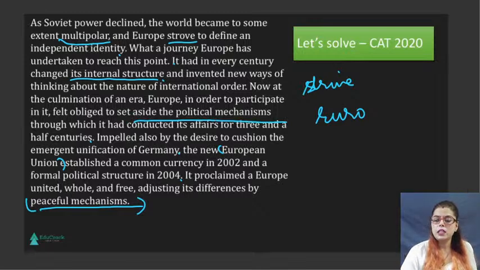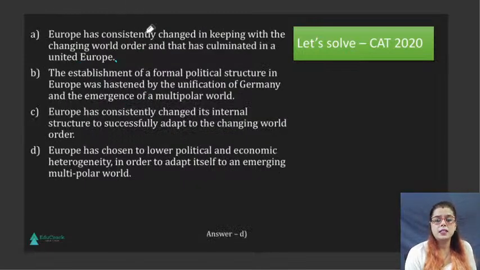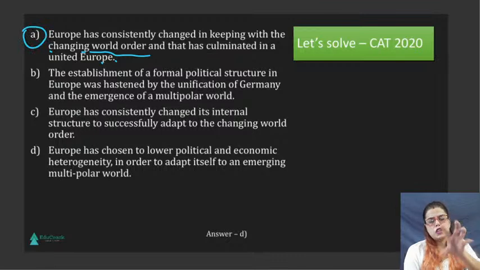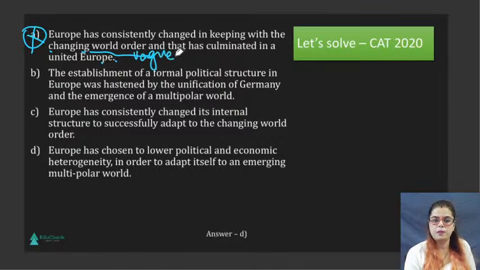So when we look at this option here, that Europe has consistently changed in keeping with the changing world order, this here does not give us the complete meaning. And that has culminated in the United Europe. They're still striving for it, right? So option A touches on the passage very lightly, but it does not capture the essence. It does not talk about all the things that Europe is trying to do right now. So option A is eliminated because of being too vague in nature, right?